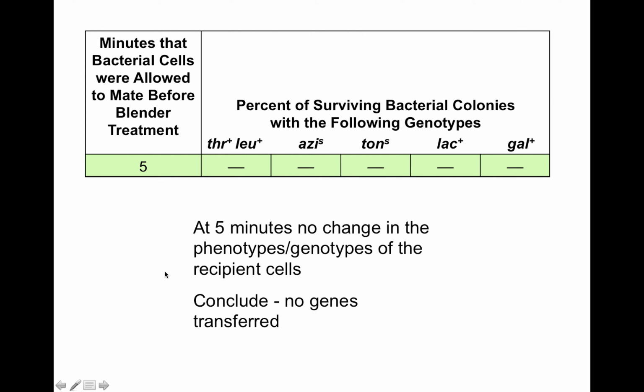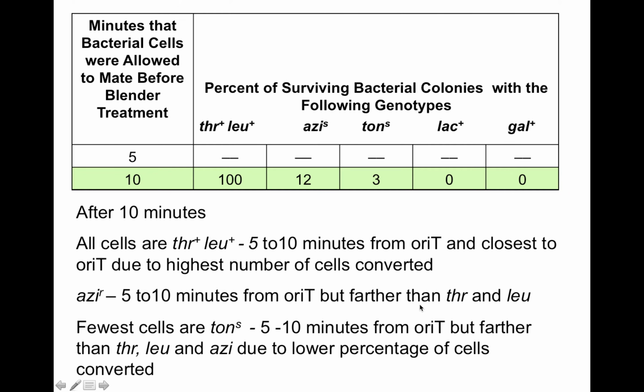So if you do those tests after 5 minutes, what you determine is that although the cells are streptomycin resistant, none of these genes have been transferred. These cells are not threonine or leucine positive. They're not azide resistant, or they can't promote growth of bacteriophage. They can't make their own lactose and galactose. Okay, no genes were transferred after 5 minutes. What happens after 10 minutes?